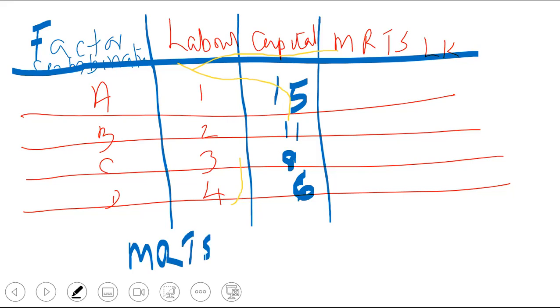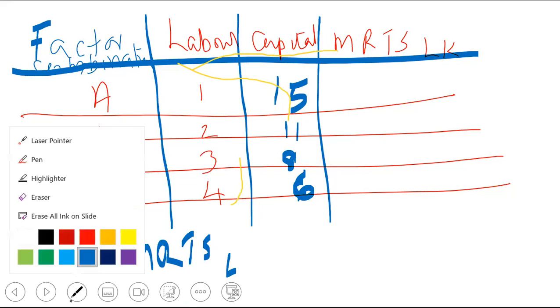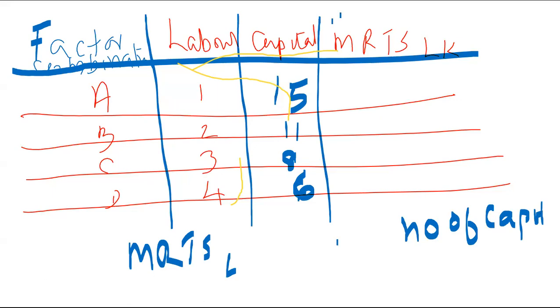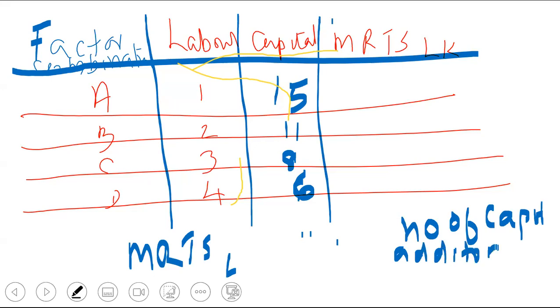MRTS LK means the number of capital which is substituted for additional unit of labor. I'm repeating. MRTS refers to the number of capital which is substituted for additional unit of labor.